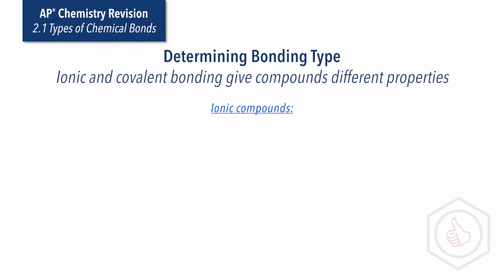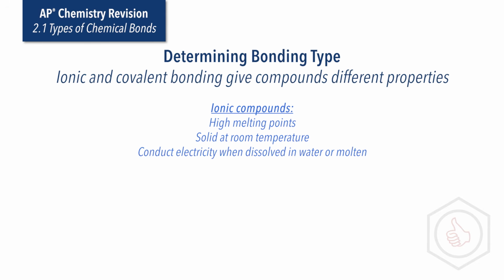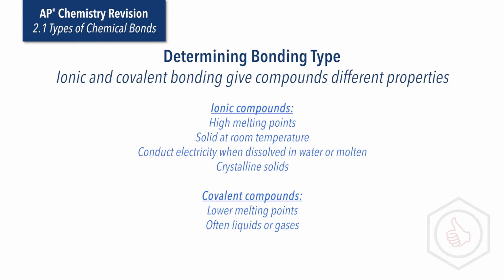Ionic compounds typically have high melting points, meaning they're a solid at room temperature. They can conduct electricity when dissolved in water or molten because charged ions are free to move and carry charge, and they form crystalline solids. Covalent compounds, however, typically have lower melting points and are often liquids and gases at room temperature. They don't conduct electricity because there are no charged ions that are free to move, and they usually exist as molecules rather than charged ions.